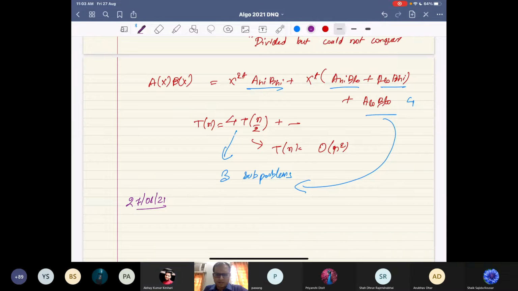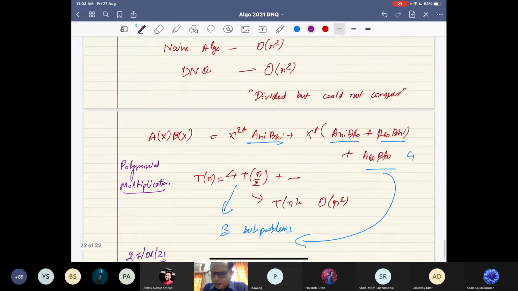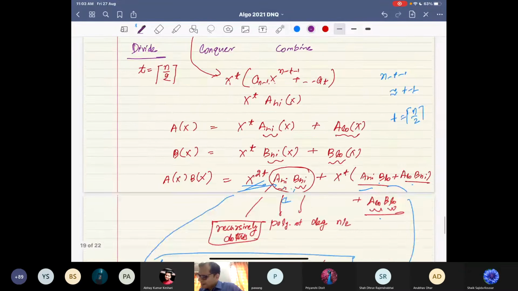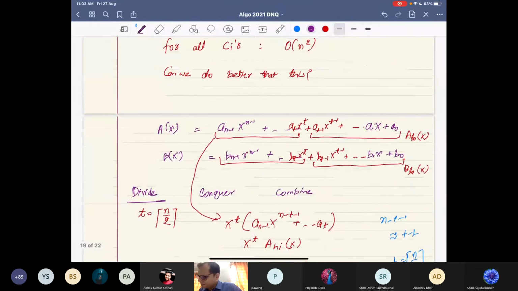Okay, I think let's get started. People will join. So yesterday we were talking about polynomial multiplication. We had two polynomials of degree n minus 1, so that is n terms each, and we wanted to multiply. And then we analyzed that if we use a very naive method for doing that, what was the complexity? Order n square.